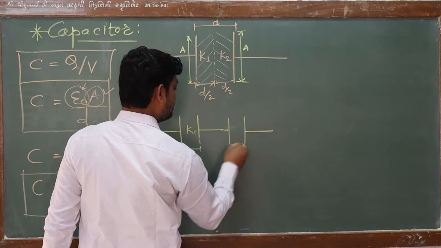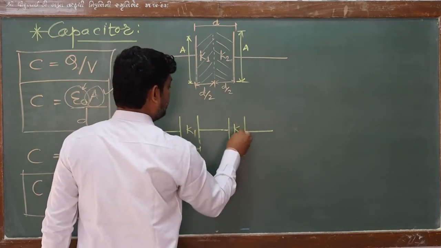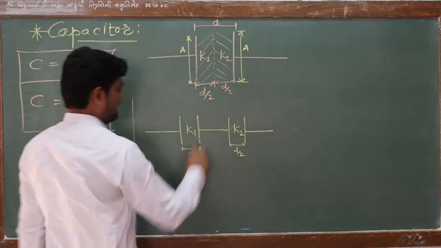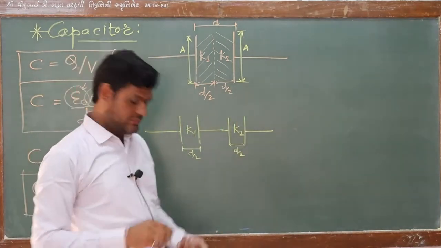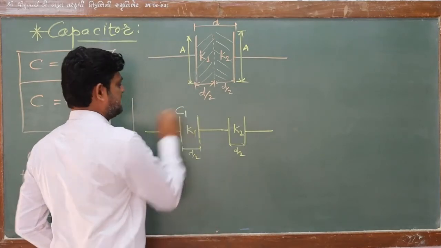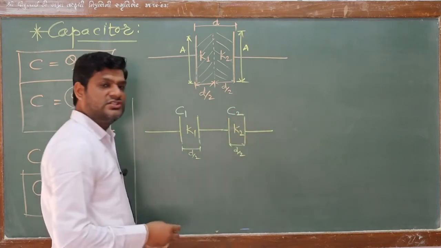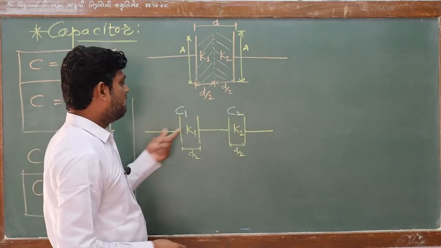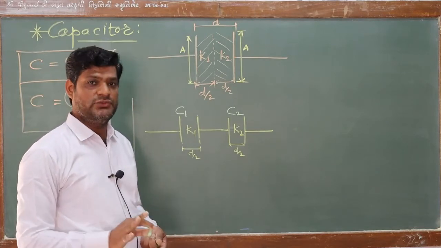Again the distance between the plates is D by 2, the dielectric medium is K2, and the area of each plate is the same, A. The first capacitor has capacitance C1 and the second capacitor has capacitance C2. First of all, we will calculate the values of C1 and C2.